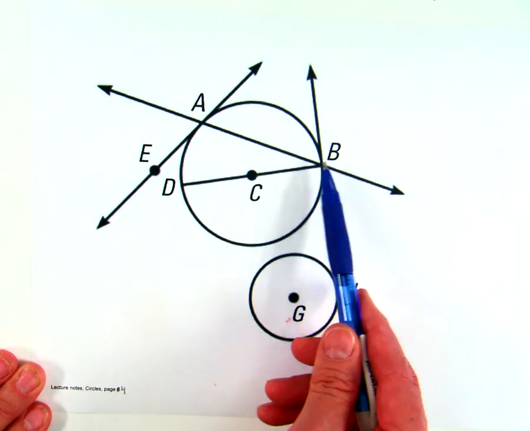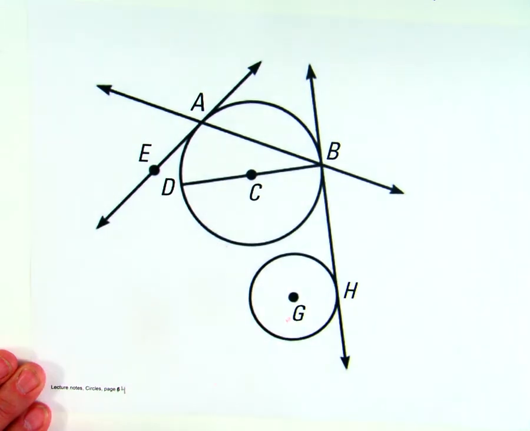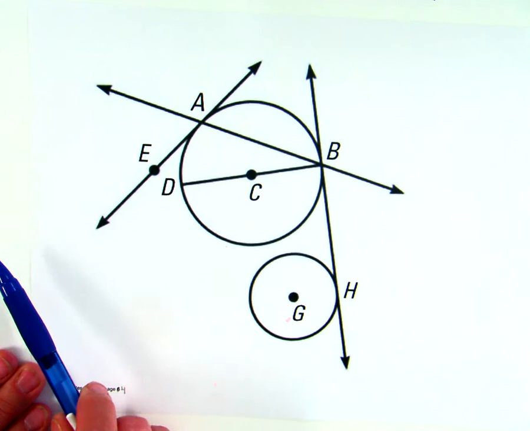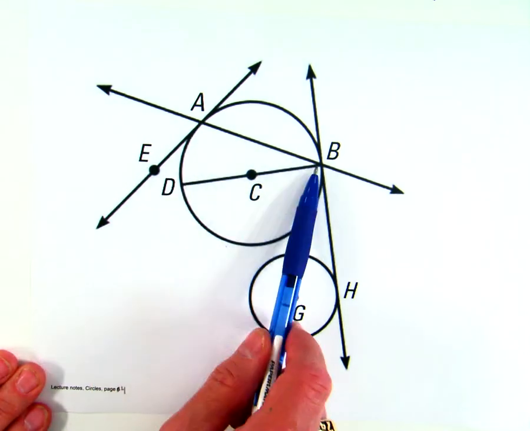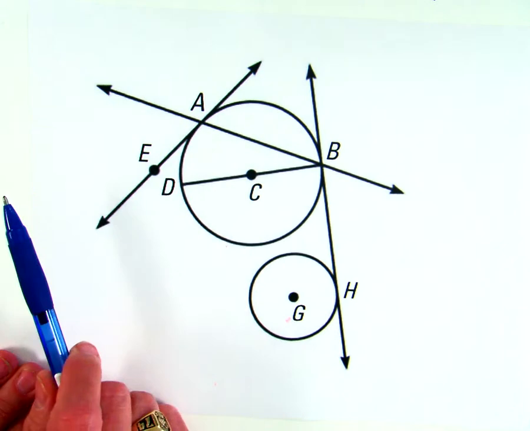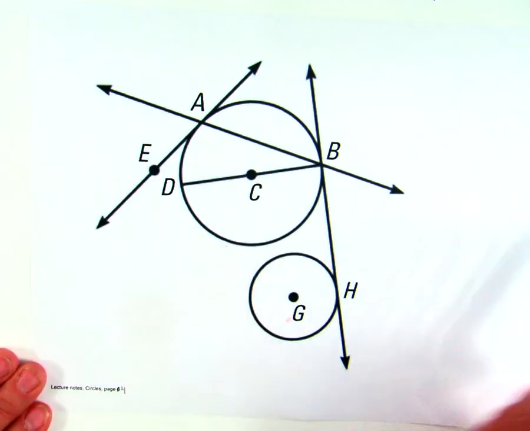Segment DB is a diameter. It's also a secant, it's also a chord, but it's a special chord. Line segment AB is a chord. Line AB is a secant.